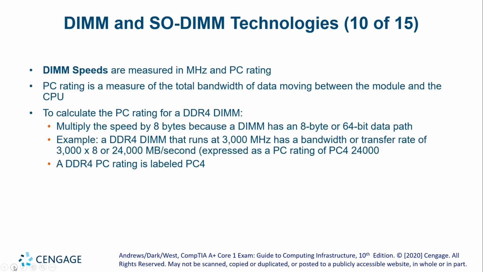DIMM speeds in megahertz and PC ratings. So PC rating is a measure of bandwidth moving between the module and the CPU. To calculate it, you would multiply the speed by 8 bytes, because a DIMM has an 8-byte or 64-bit data path. So DDR4 that runs at 3000 megahertz has a transfer rate of 3000 times 8, 24,000 megabytes per second. So that would be PC4-24000. PC tells you the bandwidth, PC 24,000, and the number 4 tells you that it is DDR4. And so the DDR4 rating is labeled PC4.